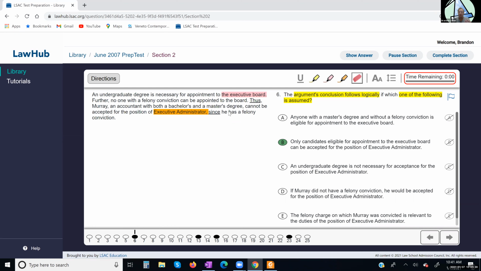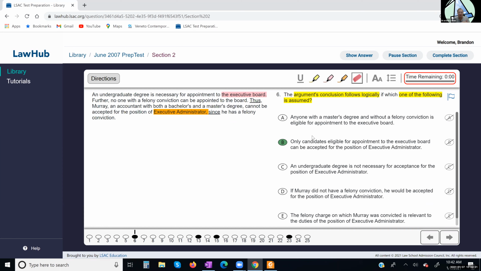So not every stimulus in a sufficient assumption will have new language, but when they do have new language, your answer has to be on point with that new language. Okay, so when we specifically are looking for the right answer here, what they're saying is, only candidates eligible for the appointment to the executive board can be accepted for the position of executive administrator. That is what we call a perfect assumption. It's both sufficient and necessary.